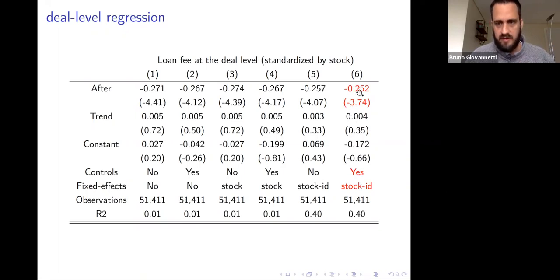Actually, this coefficient here, without controls, with different fixed effects, is pretty similar. And this is a strong effect. One quarter of a standard deviation, it's a strong effect.